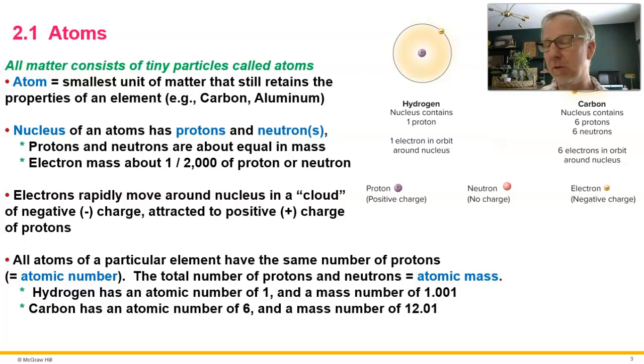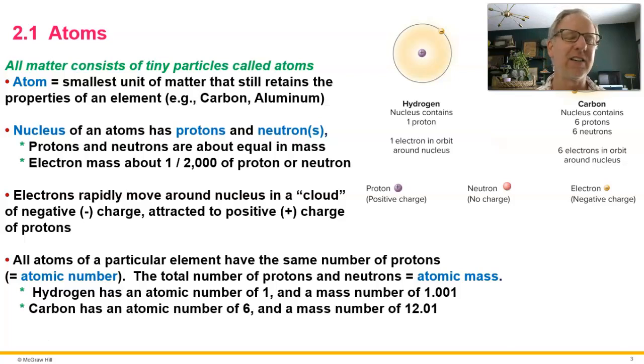In fact, if an atom has, say, 6 protons, then it represents carbon. It has the chemical properties of carbon. Every atom that has exactly 6 protons, an atomic number of 6, is carbon. So that's how it works.